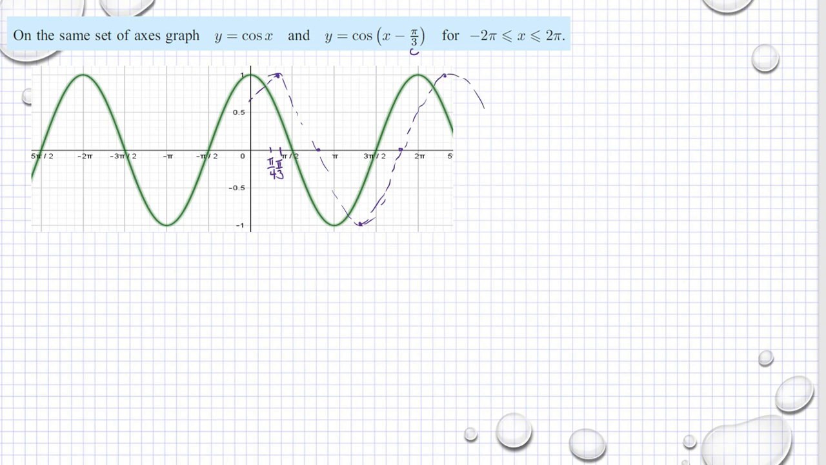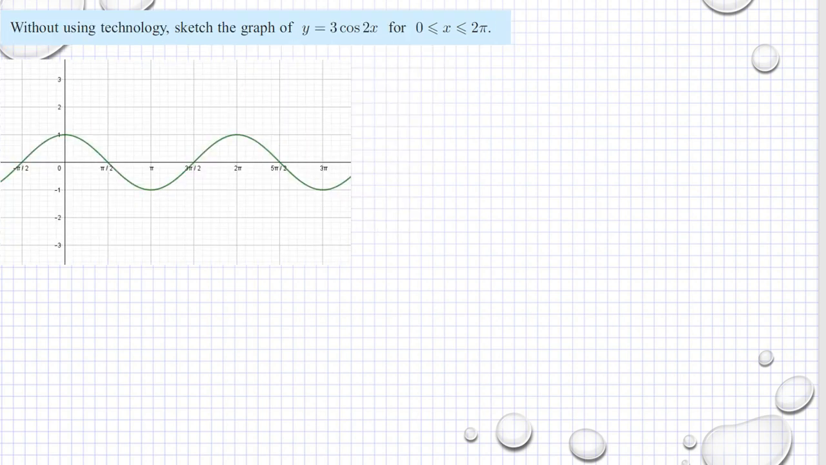Like that. Oh, from negative 2. So it should be there. It should be there. It should be there. And it should be there. There you go. It should look like that. It's not accurate, but it should look like that.